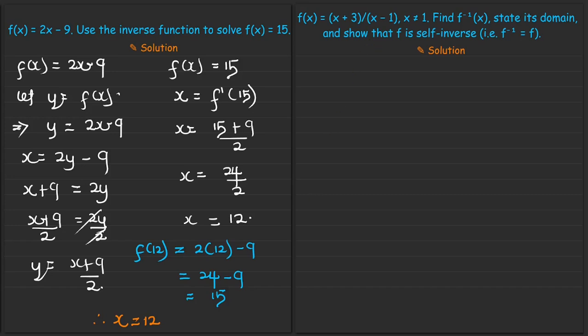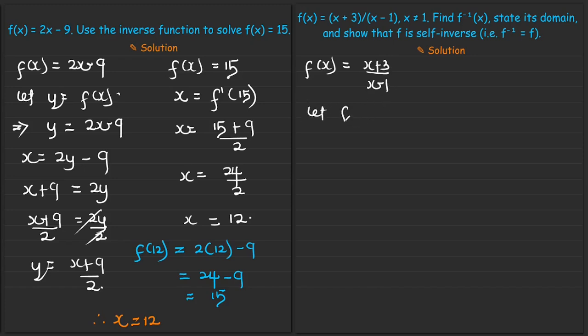So our last question here says, f of x is simply x plus 3 all over x minus 1. And what are we supposed to do? We have to find the inverse function, state the domain, and then show that f is self-inverse. So first of all, let's find the inverse. We have our f of x being equal to x plus 3 all over x minus 1.